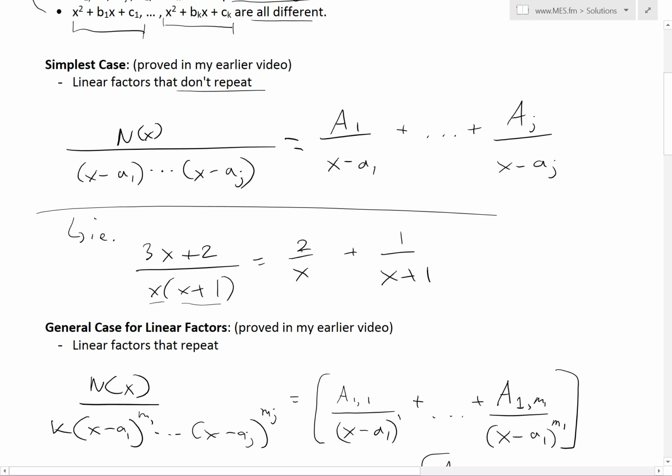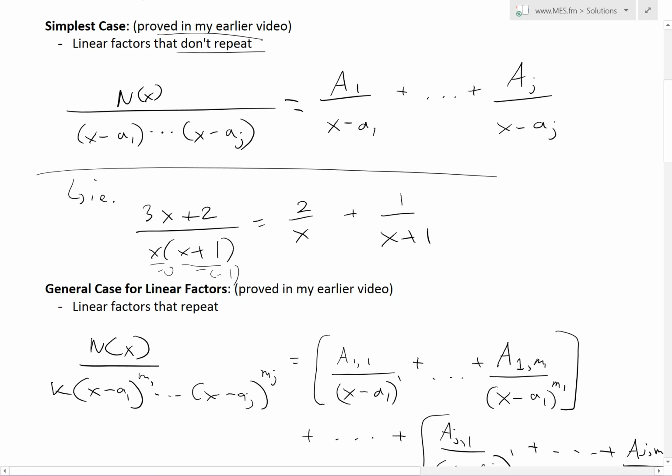And then this one, it becomes like you have a number right here, 2 over x plus 1 over x squared, or writing this generally, N of x divided by x minus a1 times all the way until you get the most general, x minus aj. In this case, you have a minus 0, and then you have a minus a negative 1 here. That's the plus. And then you get constants a1 all the way to aj, and then you just divide this by each factor. So that's the simplest case, which I proved in my earlier video.